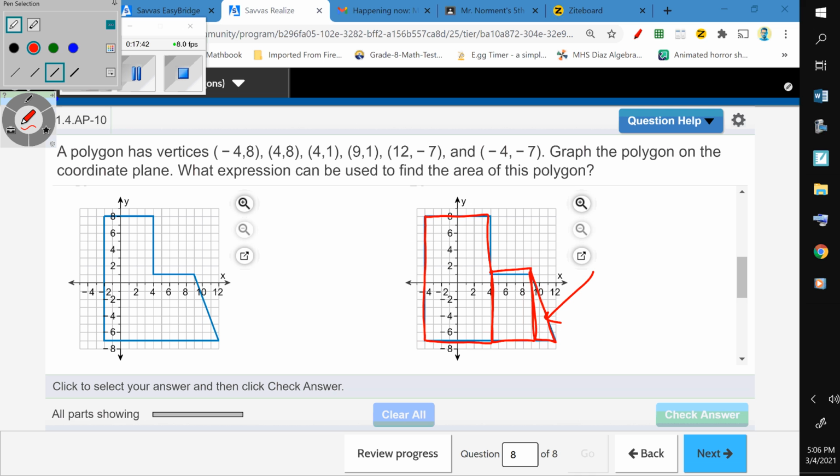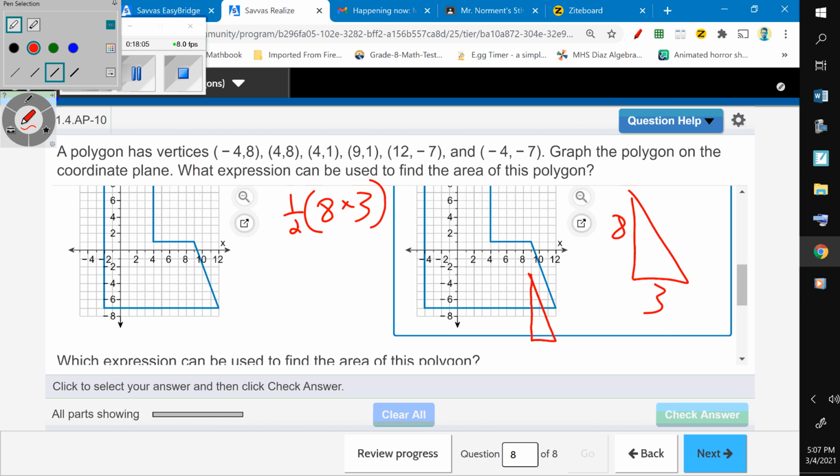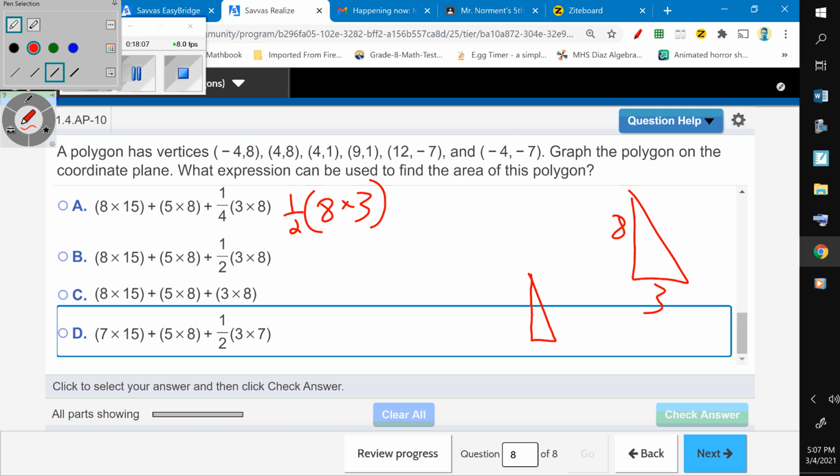Now watch where I'm going with this, okay? For that triangle, 1, 2, 3, 4, 5, 6, 7, 8 down, 3 across. So these are the measurements of the triangle, 8 by 3. And how do you find the area of a triangle? You take base times height, and then you cut it in half. So which one of these answers has half of 8 times 3? And only one answer does. Look at the very end of each answer. Only one of them is going to have half of 8 times 3.